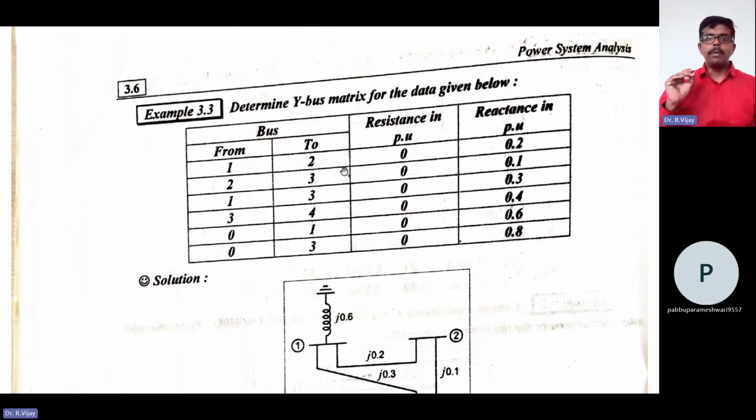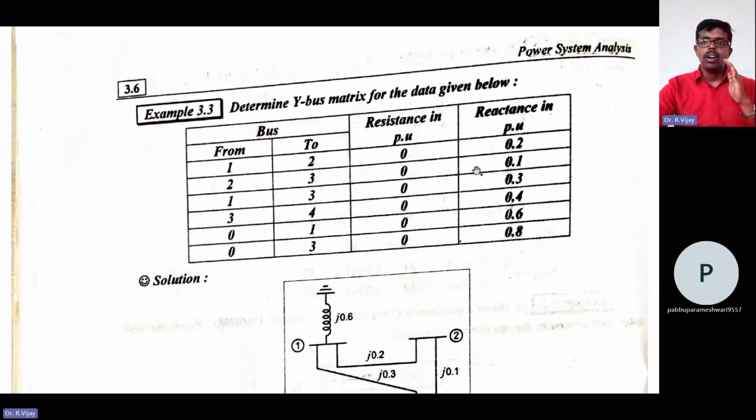Okay, take down this problem. Determine the Y bus matrix for the data given below. The bus numbers are given from 1 to 2. Resistance in per unit is given, reactance in per unit is given. So from 1 to 2, resistance is 0, reactance is 0.2 per unit.